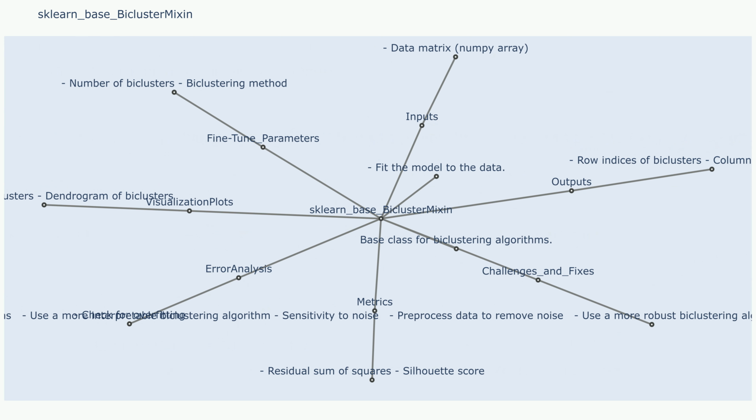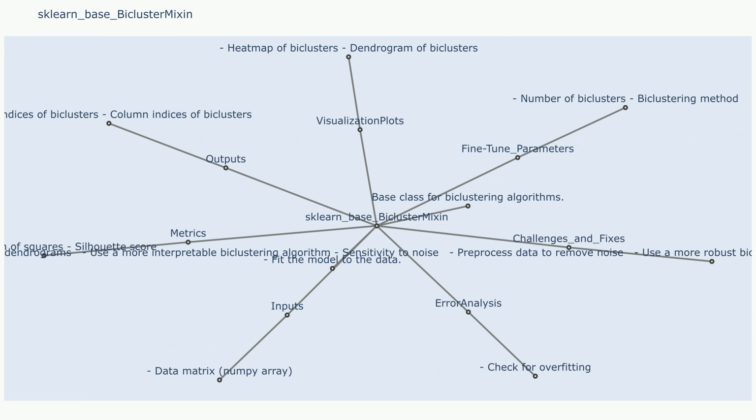The predict method takes a new data point, a single sample or a set of samples, and predicts the bicluster assignment for the input samples. Get indices. The get indices method returns the indices of the samples and features belonging to a specific bicluster.